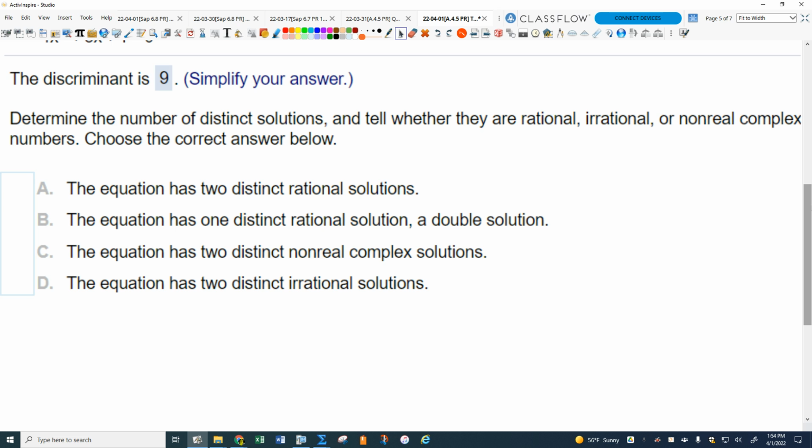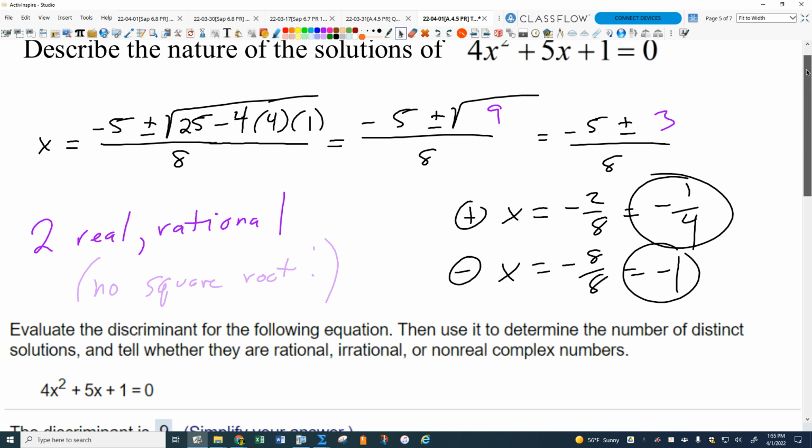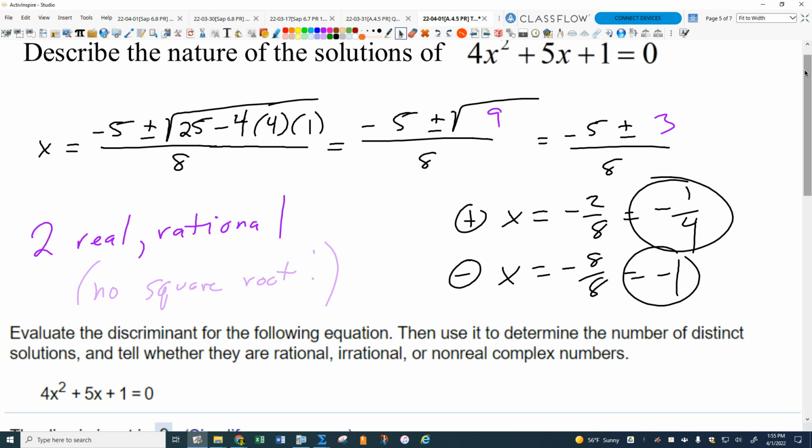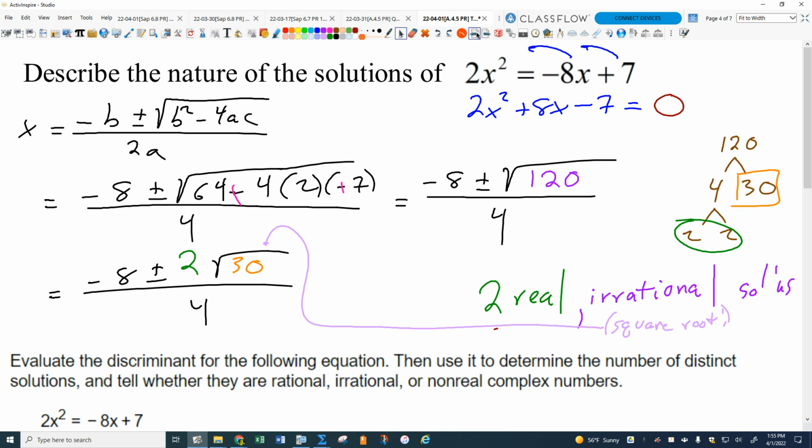Right, perfect square. 9 is equal to 3 squared. In other words, the square root of 9 is 3. No square roots. Okay, good. So we know this time we've got 2 distinct rational real solutions. And again, remember what happened if we just look at the math we did. We got answers that were just fractions. In that last one, where we got 120, look what happened in our answer. We ended up getting stuck with a square root because we started off with a number that wasn't a perfect square. So because we got stuck with that square root, we know they're irrational.